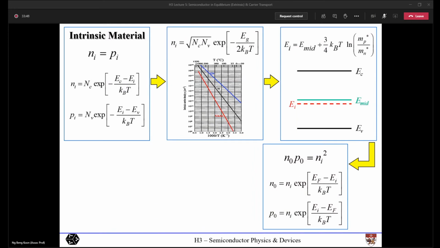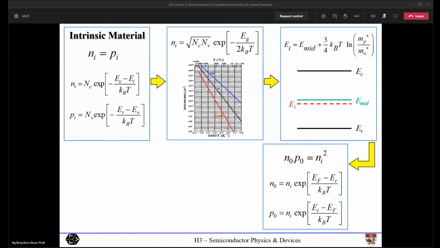Now, another thing that we can derive is that when you multiply N0 with P0, it is exactly the same as Ni multiplied by Pi. And because Ni and Pi are the same, we can write this as Ni square. This gives us a very useful expression that we can use to relate N0 to P0 if you know the Ni value. This expression here is called the mass action law. In today's discussion, we'll see that we make use of this to do some calculation for N0 and P0.